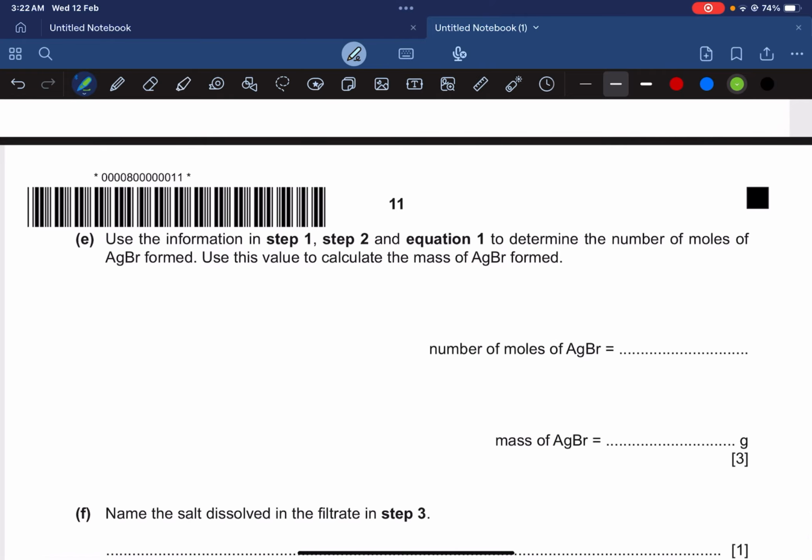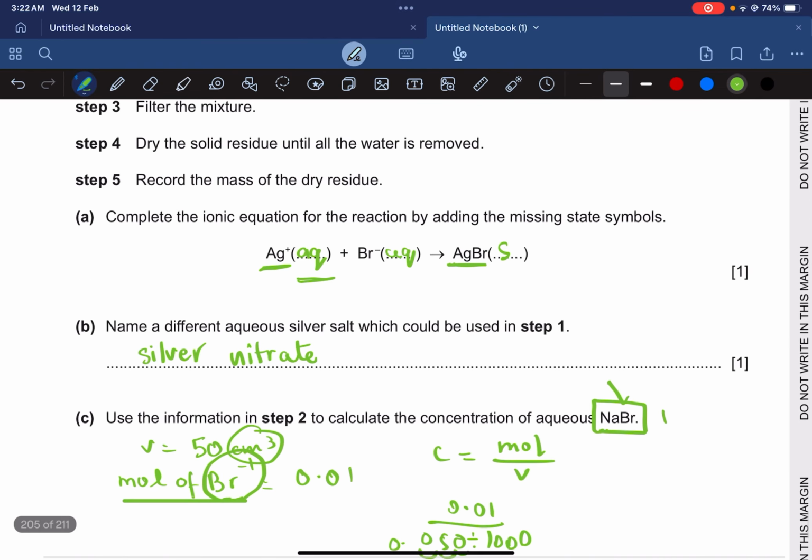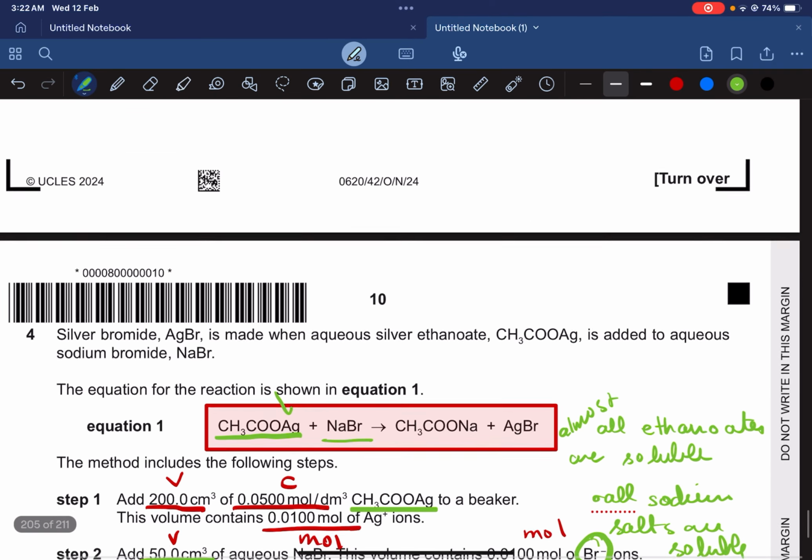Use this value to calculate the mass of AgBr formed. Okay, now we have to use the information in step 1, step 2 and equation 1 to determine the number of moles of AgBr formed. Okay, let's move on. We have to calculate the moles of this compound.